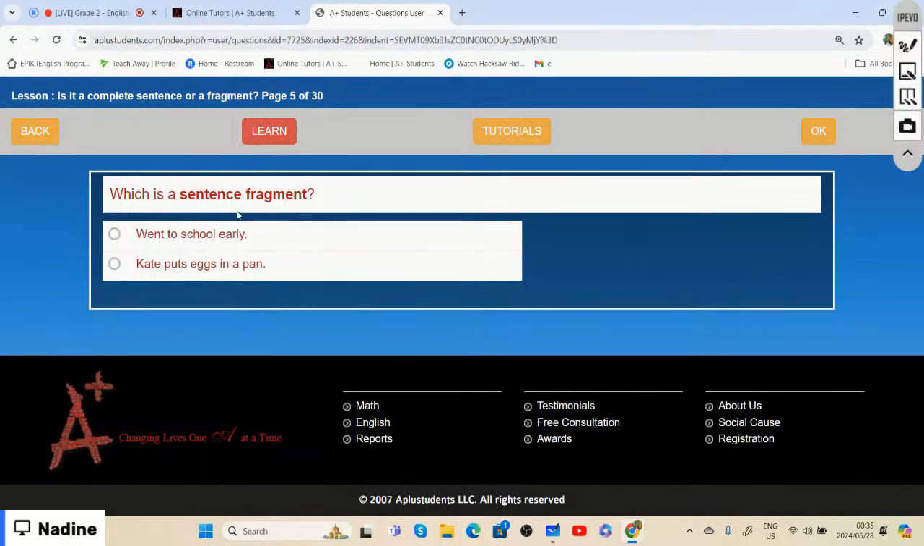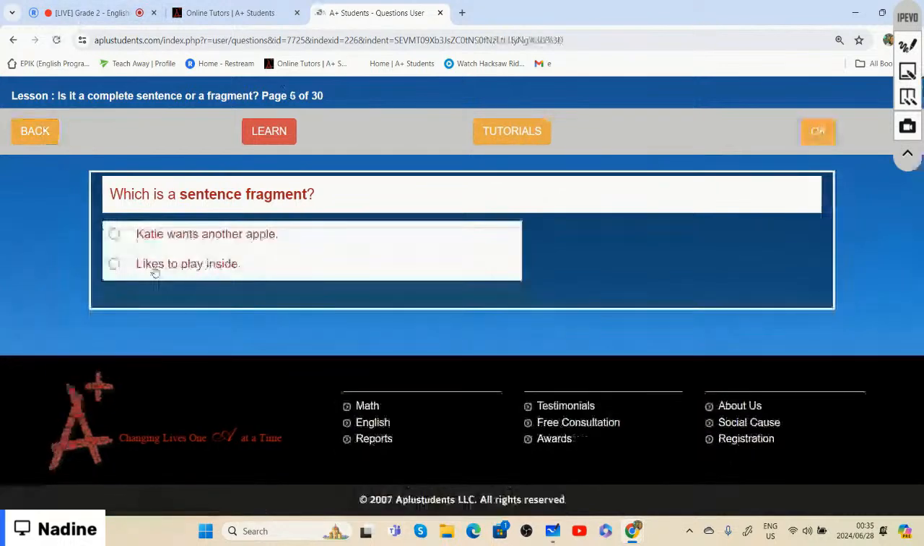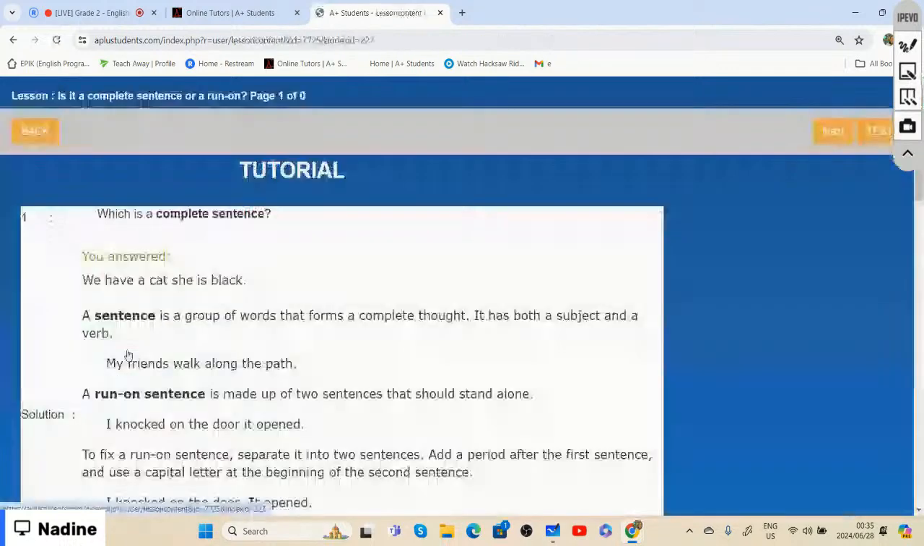All right, and if we were to identify a sentence fragment, then it's option one, right? Because it only says went to school early. It doesn't say who went to school early, which means that it does not have a subject. All right, lovely. Now we're going on to the next lesson, which is: is it a complete sentence or a run-on?